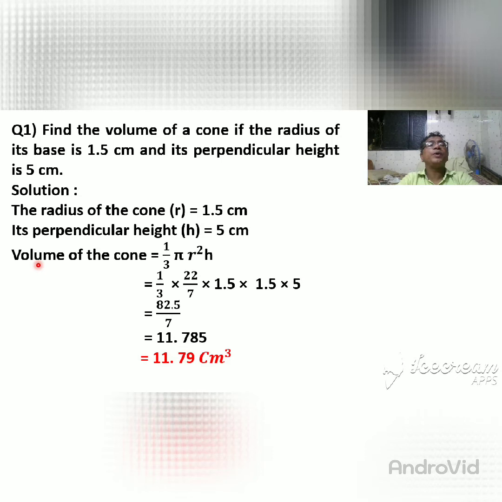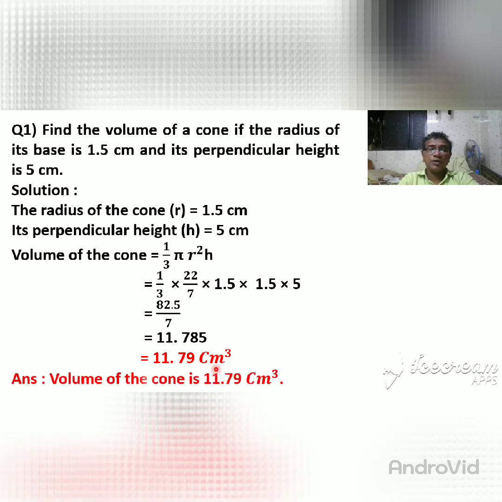See, when you want to find out volume, then you write the unit in cube. So this is given in centimeter. So here I write centimeter cube. If this is given in meter, I can write meter cube. Okay. So 11.785, so 11.79 centimeter cube. Then we are going to see problem number 2.